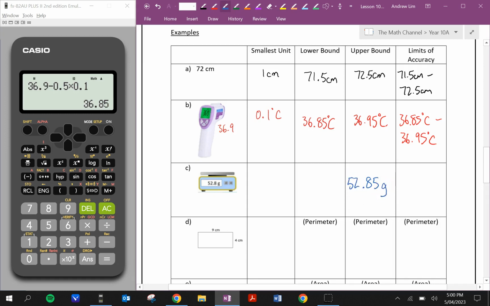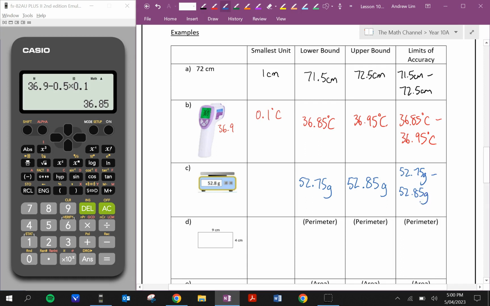grams. Okay? Now, that's 52.85. If we have a look at the lower bound now, I'm comparing the lower bound with the upper bound. I can see that the only difference is the second last digit. The 2 became a 1. The second last digit, the 9 became an 8. The second last digit, the 8 will become a 7. So this one here will be 52.75 grams. So we can see that the limit of accuracy is actually 52.75 to 52.85.